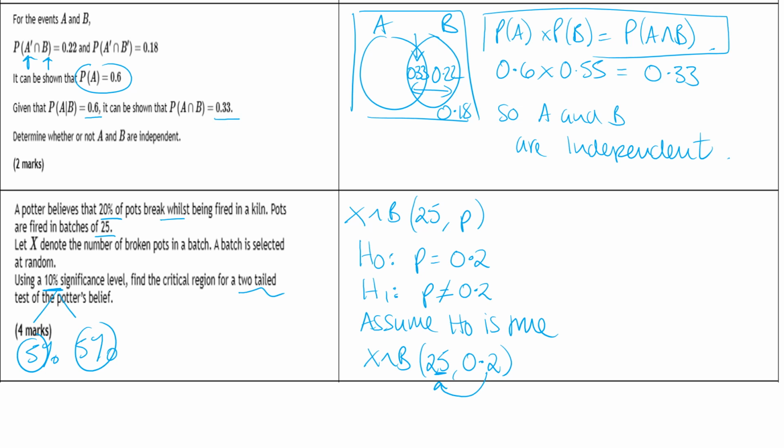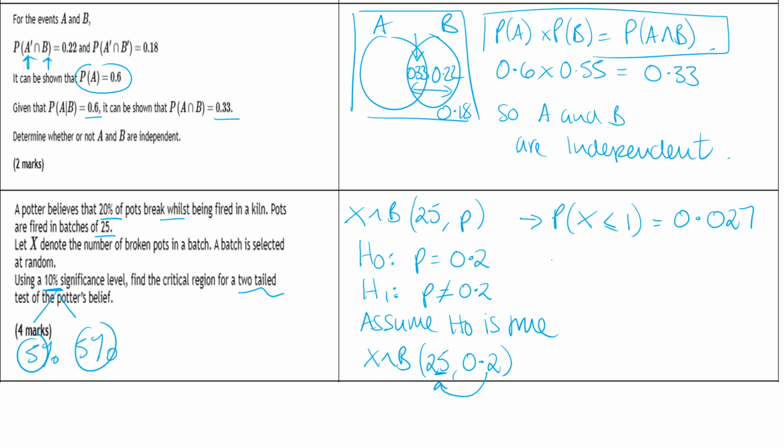So we just have to have a think, and if you just play around with it, if you find the probability that x is less than or equal to 1, that comes out to be 0.027. Now the probability of x being less than or equal to 2 comes out to be 0.098, so that's bigger than the 5%. So x being less than or equal to 1 is the lowest one that will be in the critical region.